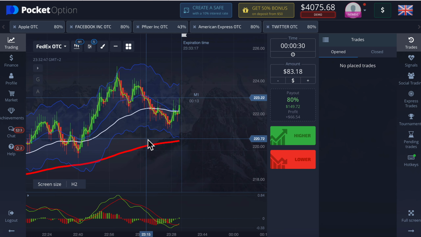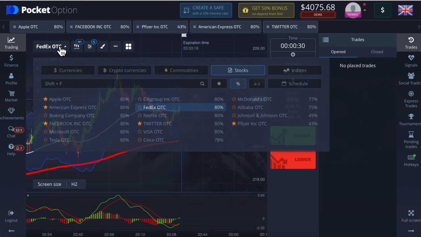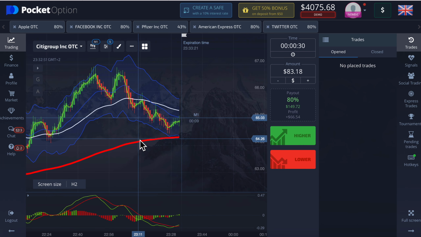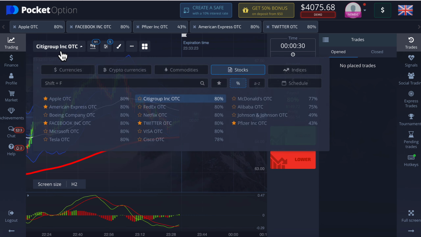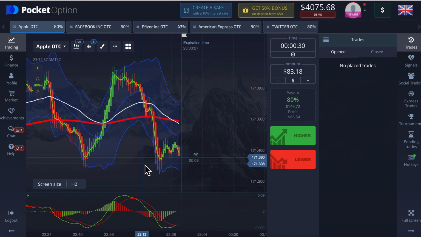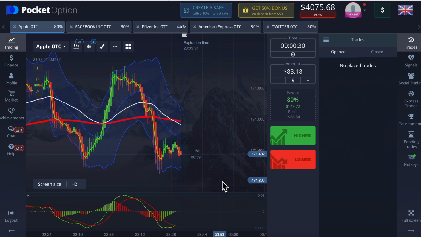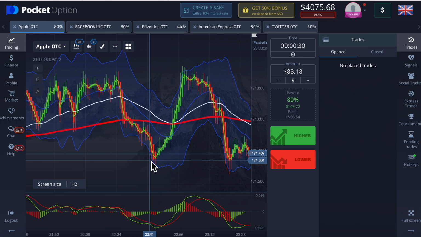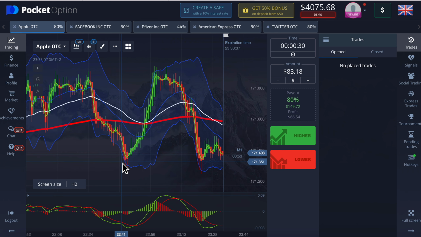Let's look for something a bit more solid. Not seeing anything solid. This is a support right here.